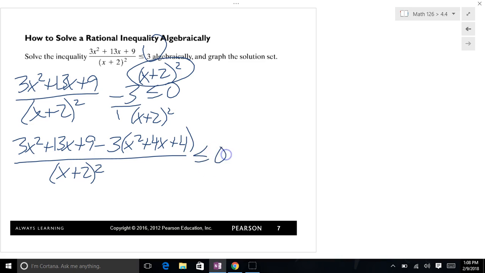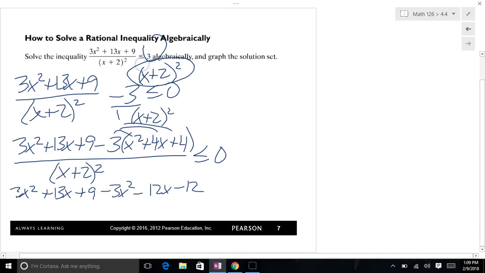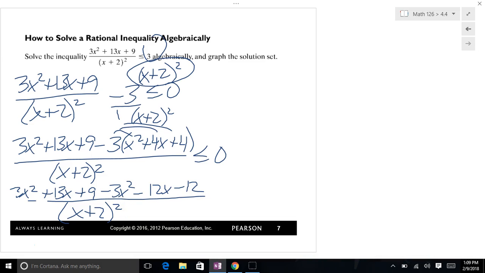Where's this thing less than or equal to 0? I'm going to distribute that. So I'm going to have 3x squared plus 13x plus 9 minus 3x squared minus 12x minus 12, all over x plus 2 quantity squared. Where's this thing less than or equal to 0? Well, 3x squared minus 3x squared is gone. I've got 13x minus 12x, so I've got a 1x.